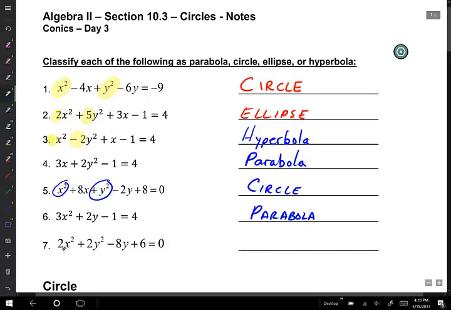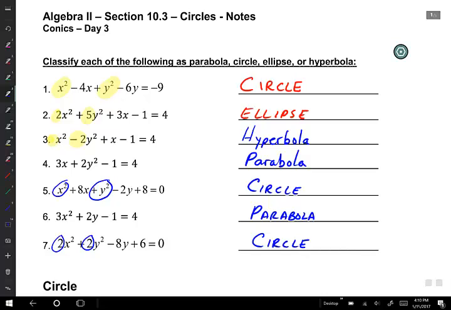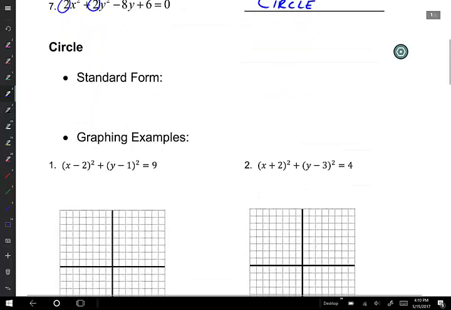And number 7, x squared and y squared are positive. They both have the same number, so that is a circle. So that's just a little review of our classifying conics. Let's look down to our circle.